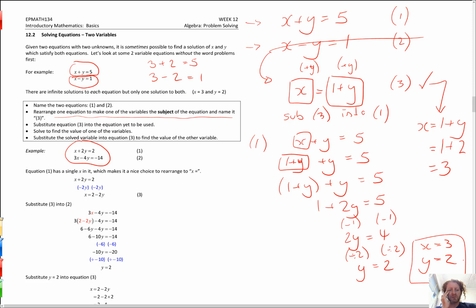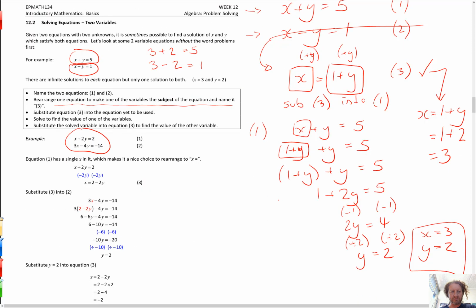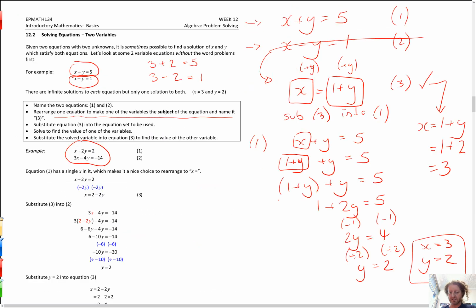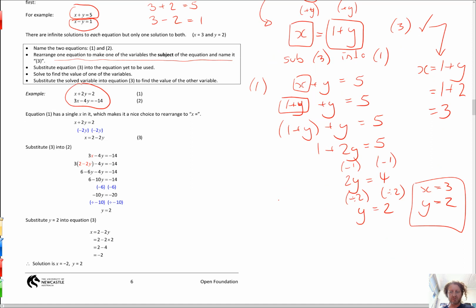Okay, so now we can look at some of these others. Look at the next problem. And I won't write the next problem all out because I've got this pretty version here. This equation says x plus 2y equals 2, and 3x minus 4y equals minus 14.